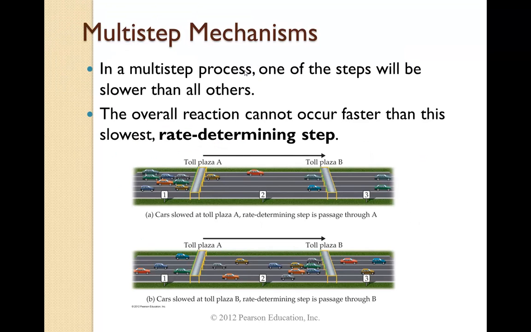So let's talk about multi-step mechanisms. In a multi-step process, one of the steps will be slower than all the others. The overall reaction cannot occur faster than this slowest step. This is called the rate determining step. Think of it as driving on a toll road. Notice at Toll Plaza A, there's a pileup of cars. It's bottlenecking there. And then once you get through it, it's fine. So Toll Plaza A would be the rate determining step. Whereas in the next example, Toll Plaza B is much slower, and so it's the rate determining step, whereas there doesn't seem to be a backup at all at Toll Plaza A.